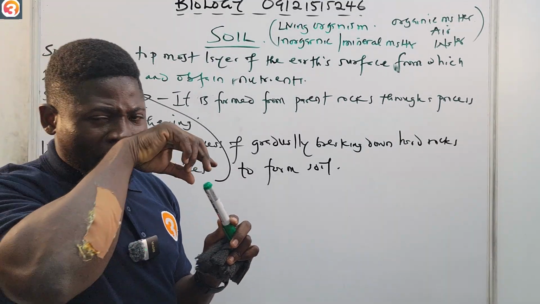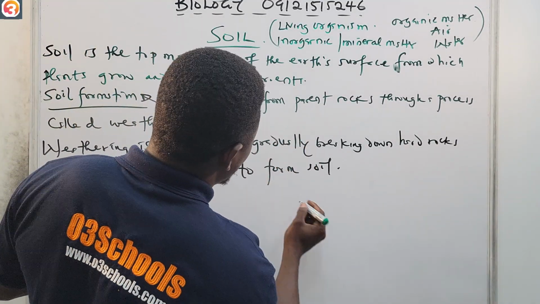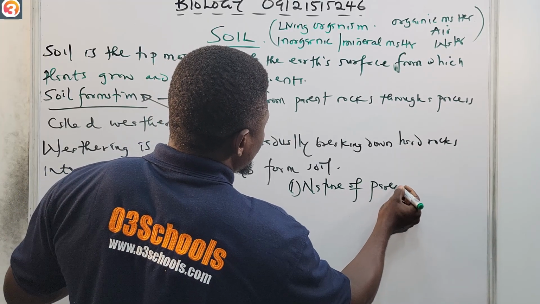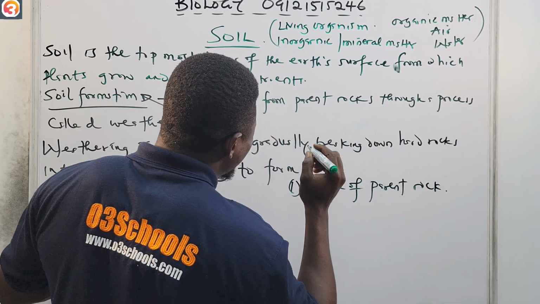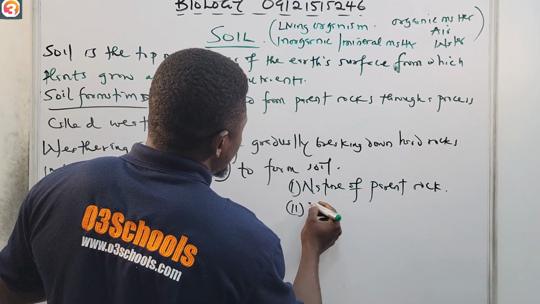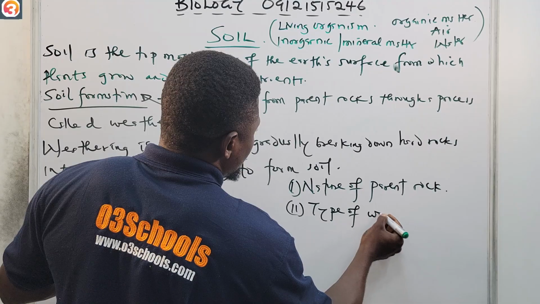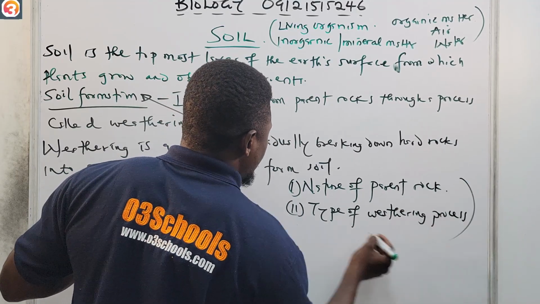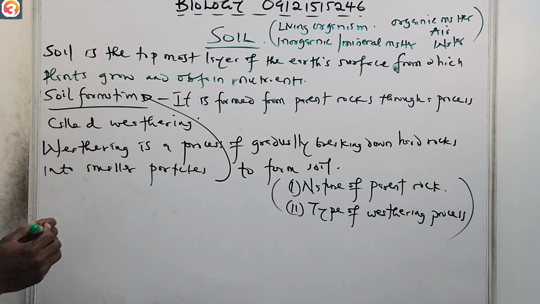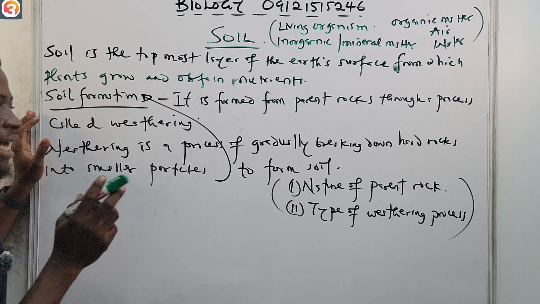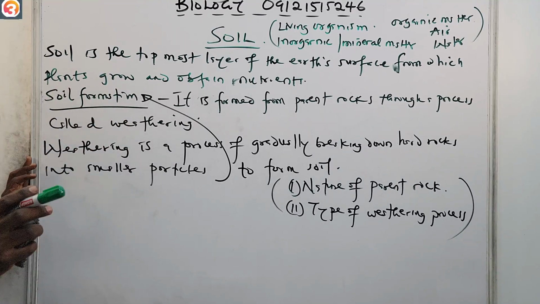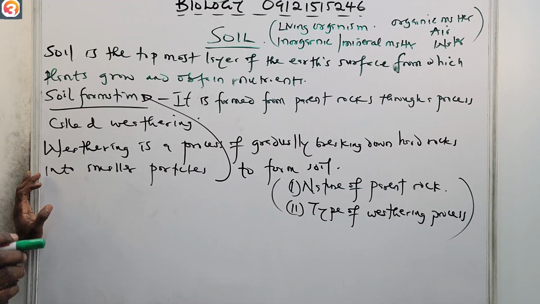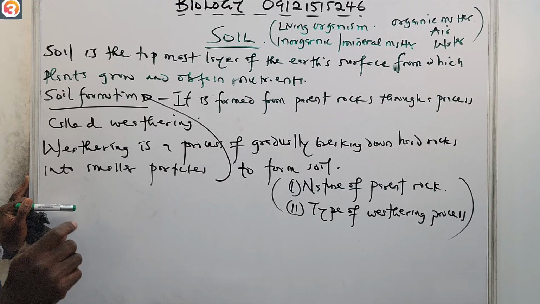depends upon two major factors. Number one is the nature of parent rock. Then number two, the type of weathering process. All right, take note of that. So we say that the rate of soil formation depends on the nature of the parent rock, and also the type of weathering process.